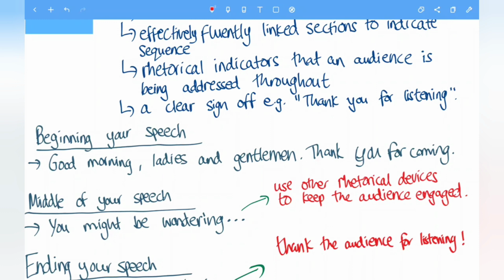What would you do towards the middle of your speech? You may use something along the lines of, you might be wondering, ... So here you are using other rhetorical devices to keep the audience engaged. So here you may want to use examples of a rhetorical question, you may want to use repetition, and you may also want to use some direct address.